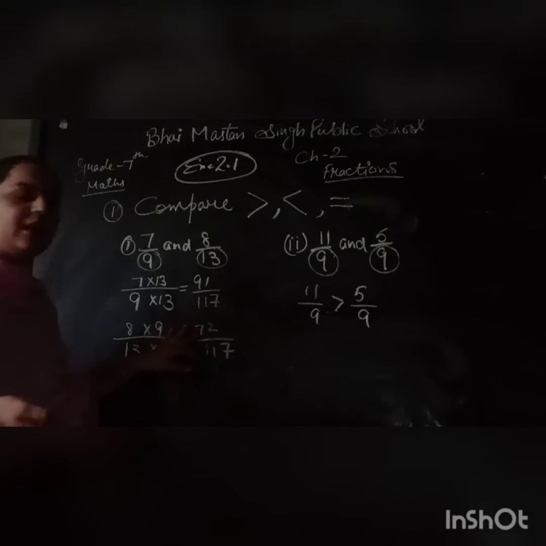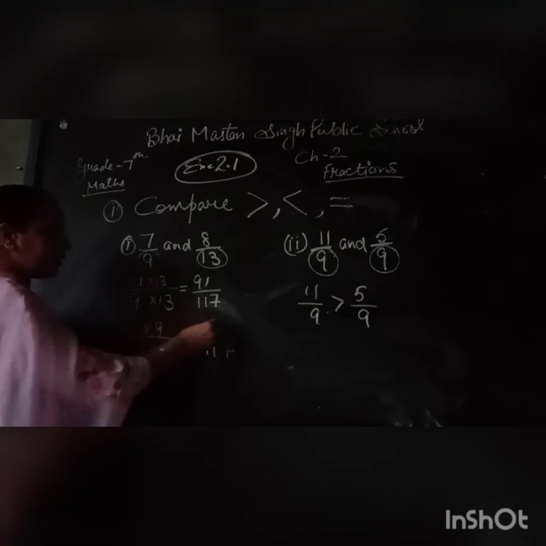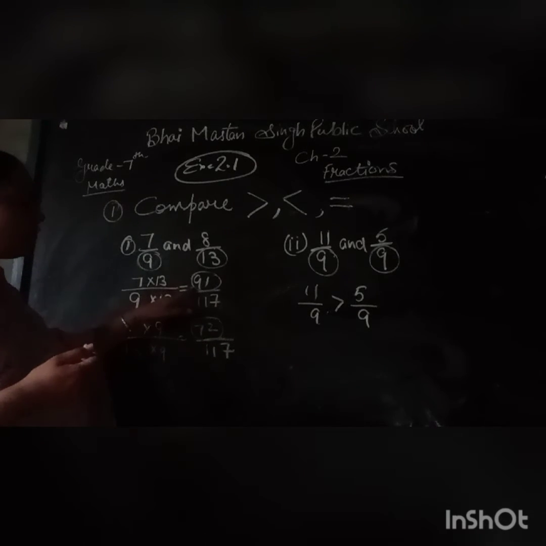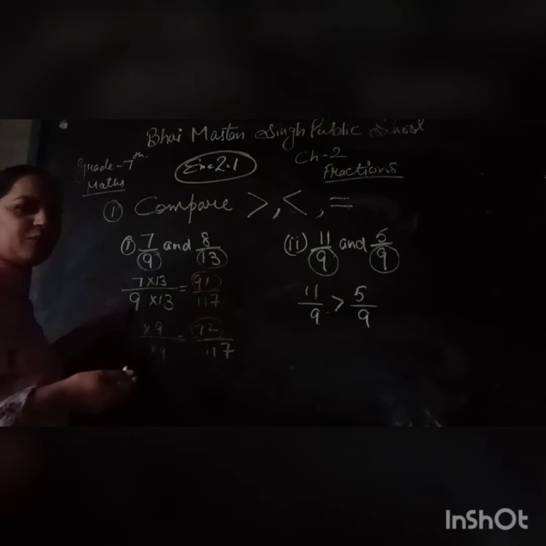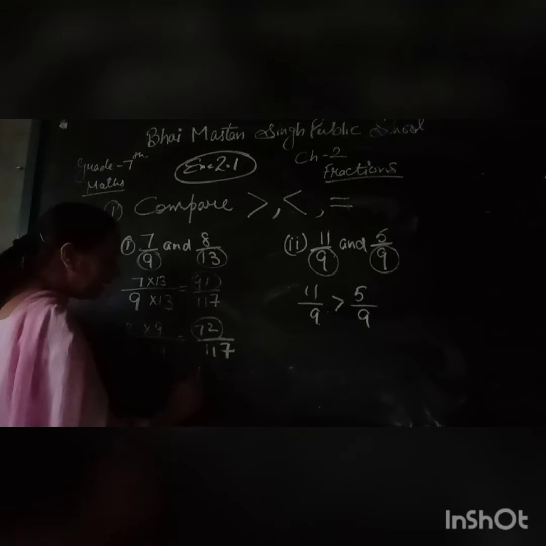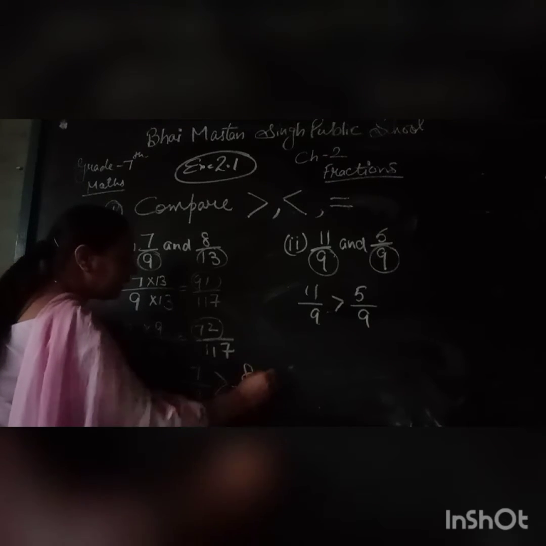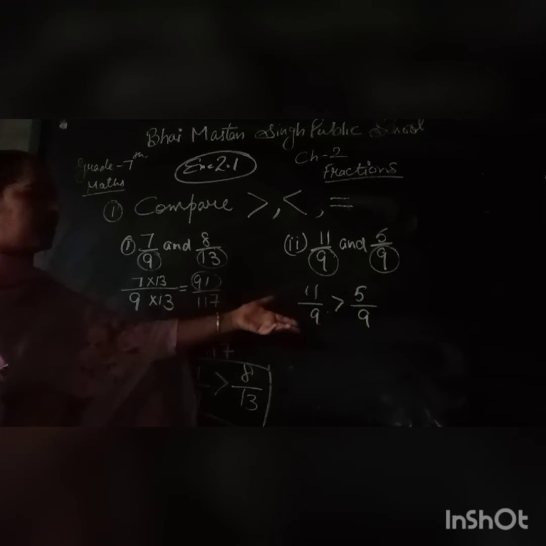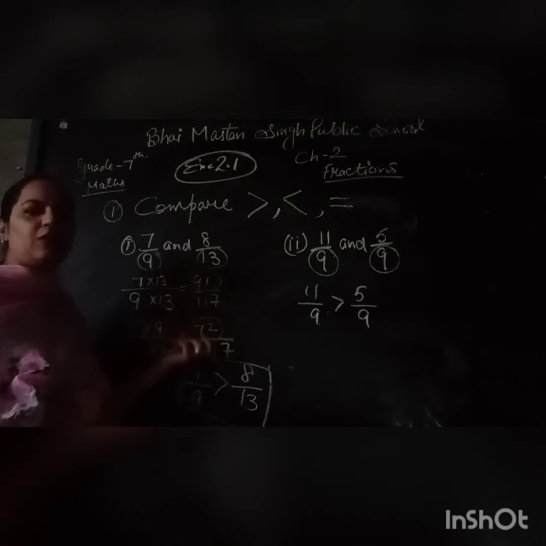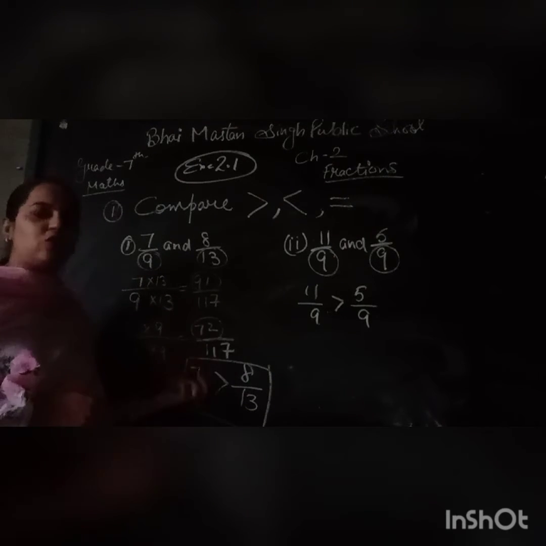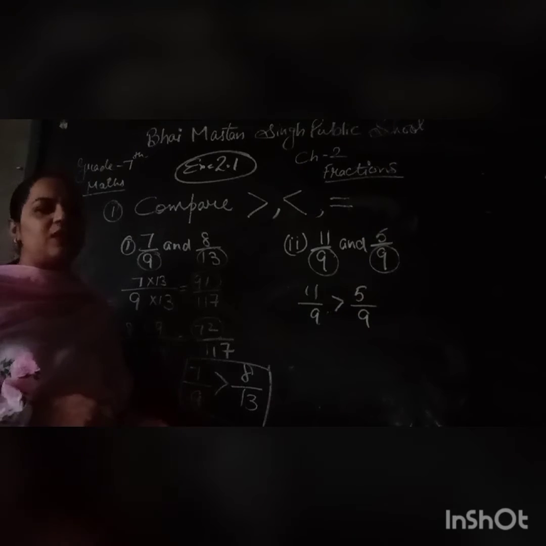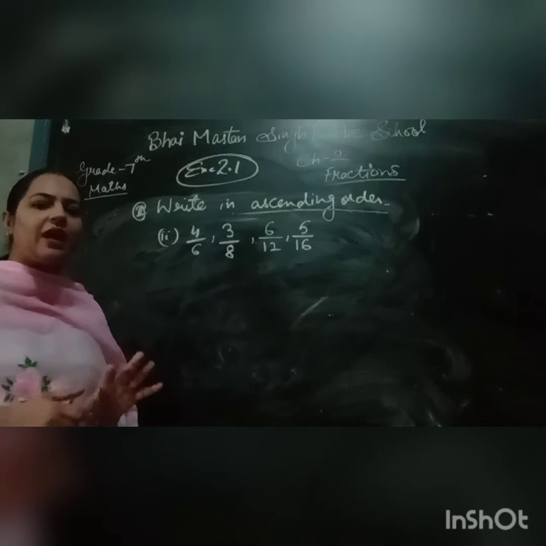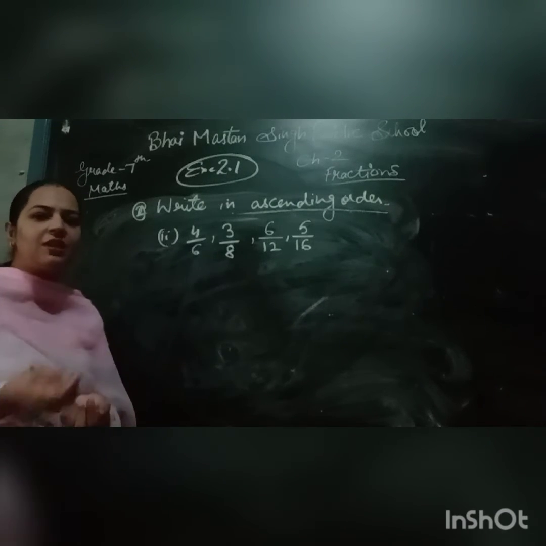Now we can identify which fraction is greater. Which one is greater, 91 or 72? 91 is greater than 72. From which fraction do we get 91? We get it from 7/9. So 7/9 is greater than 8/13. This is my answer. If like terms are given, then we can easily tell which one is greater and which one is smaller. But if they have different denominators, they are unlike terms. Firstly we have to make them like terms, then we can say which one is greater and which one is smaller. Next question of this exercise is to write in ascending order. What will be the ascending order?